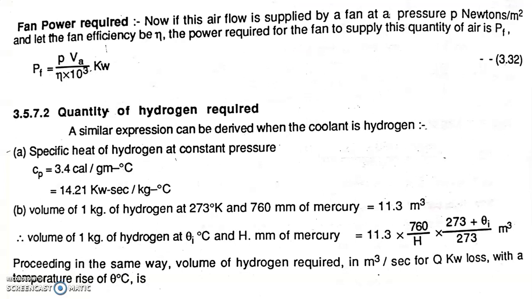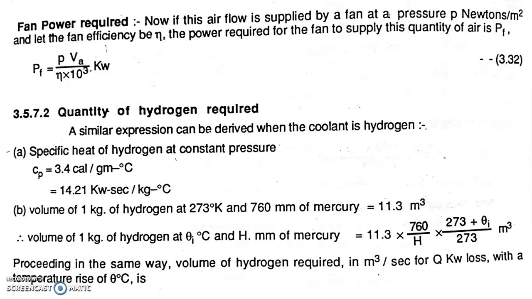Now, you can also calculate the fan power required. PF equals P into VA upon eta into 10 raised to 3, that is in kilowatt. VA is the quantity of air supplied by the fan, P is the pressure of the fan in Newton per meter square, and eta is the efficiency of that fan. So by putting in the values, you can get the fan power required.